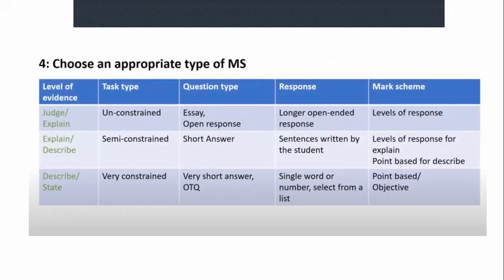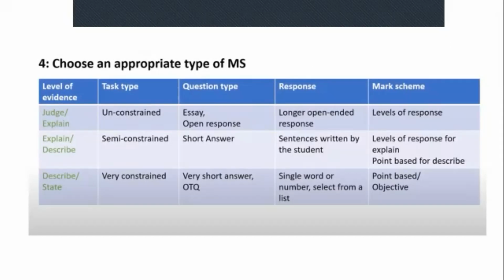When you're expecting the child to judge or explain something, it's an open-ended area, so it's unconstrained. The kind of questions could be essay questions or open responses. And the marking scheme will be based on level of response. When you ask them to explain or describe, we are looking at a point-based marking scheme. And when you ask them to state, we are looking at a single word answer or a sentence or a number. In this kind of an option, we will choose a point-based or objective marking scheme.